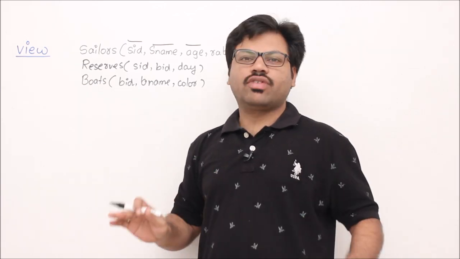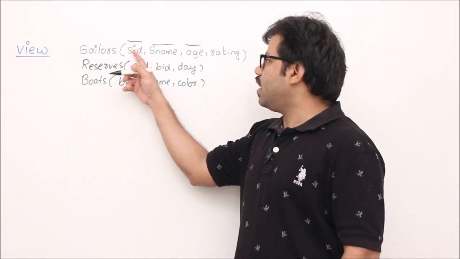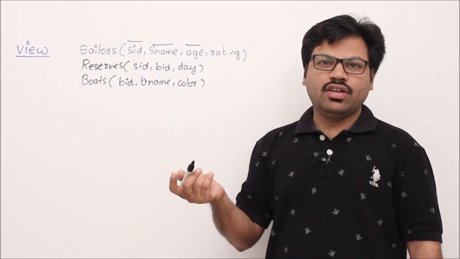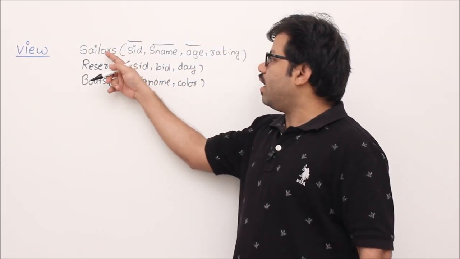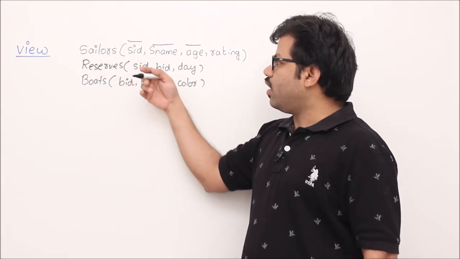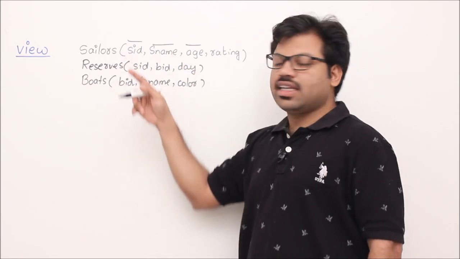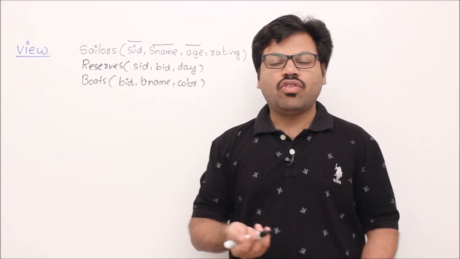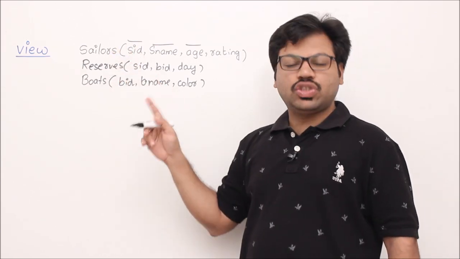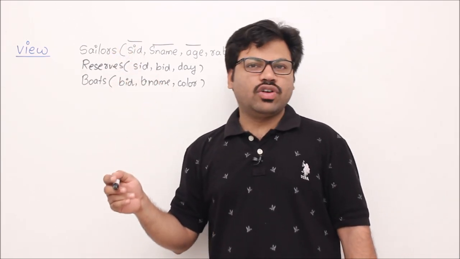There is some group of people who want to see SID, SNAME, age, and they are not allowed to see the rating field. For them, don't create another sailors table. The reason: we already have those values SID, SNAME, age in the sailors table, right? So why waste the space, correct? That's why we create virtual tables. So we'll see how to create a virtual table.